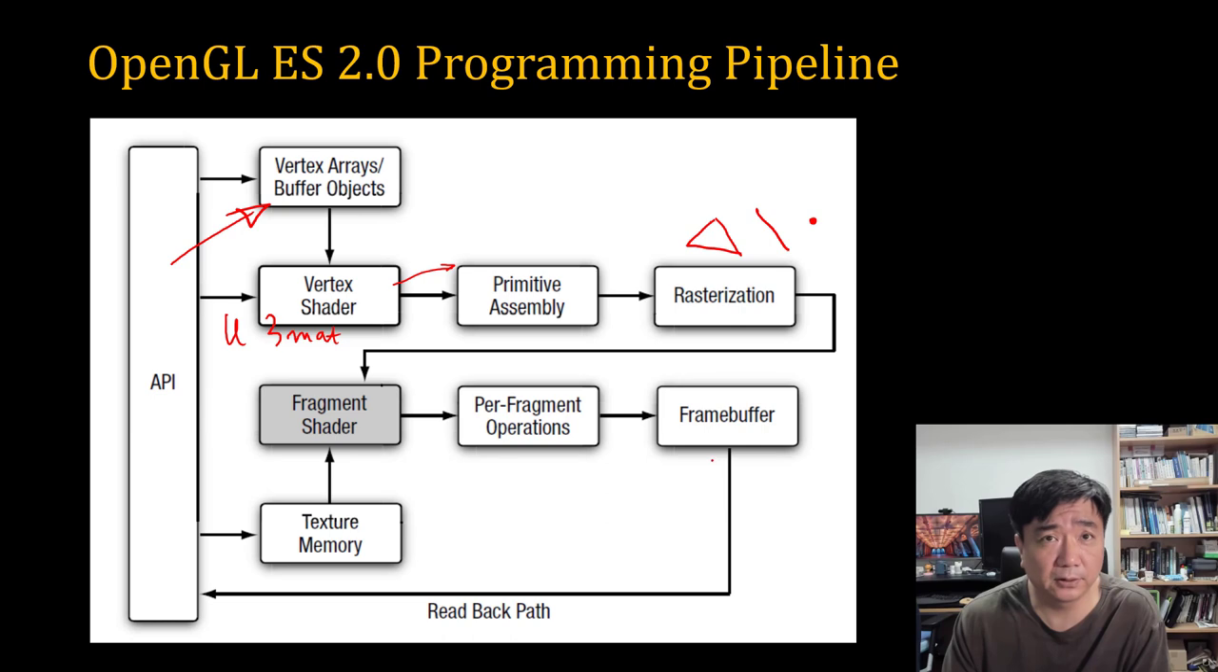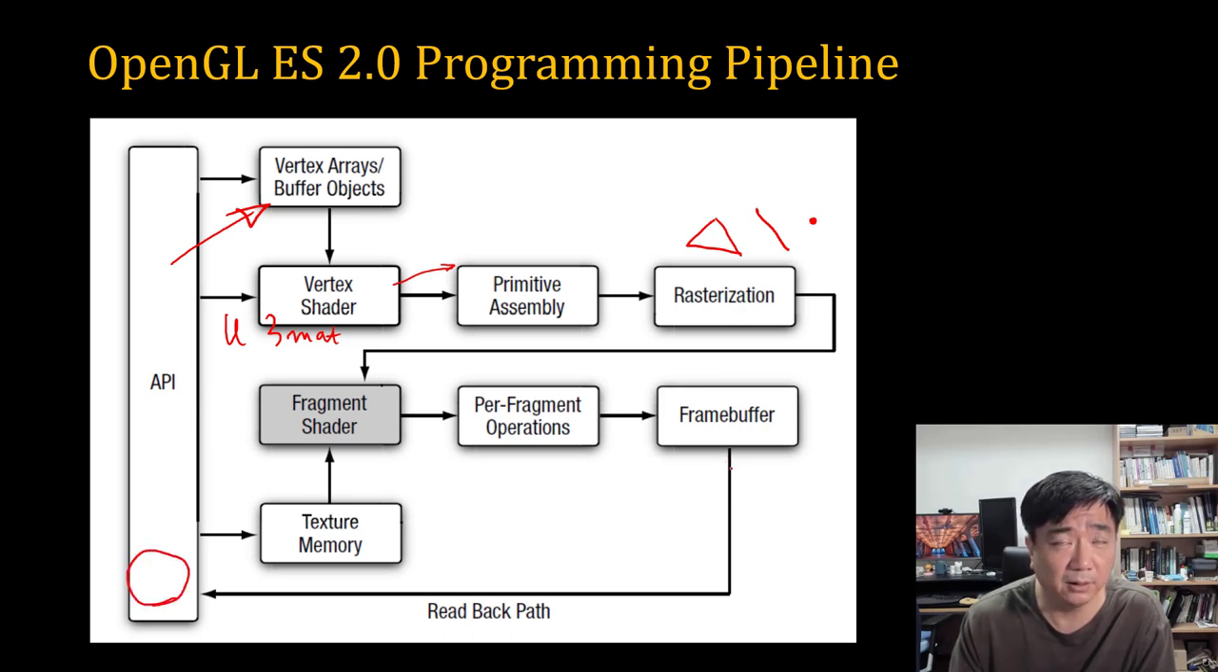The frame buffer is slightly changed. There is some kind of a read back path. It means that it is possible to read the frame buffer from the API. It means that the frame buffer is a kind of memory. So this memory can be read by the API, the CPU. So we can copy the content of the frame buffer to main memory, CPU memory.